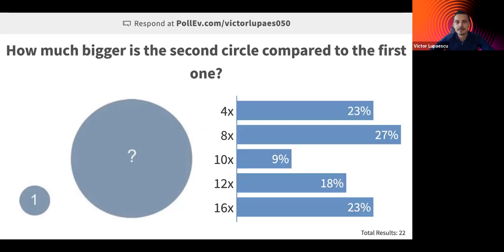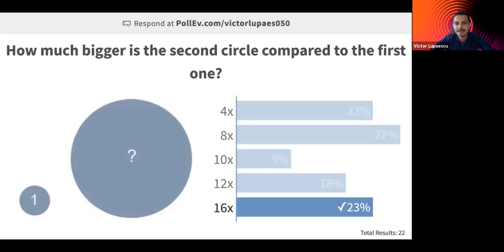Okay, let's see the answers. So 4 times, 8 times, 10 times, 12 times, 16 times. Let's see the answer. It's 16 times bigger. I bet many of you are really surprised, with the exception of the 23% and maybe the 18% who said 12 times bigger. So it's 16 times bigger.